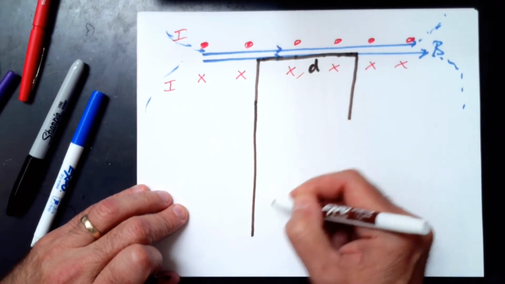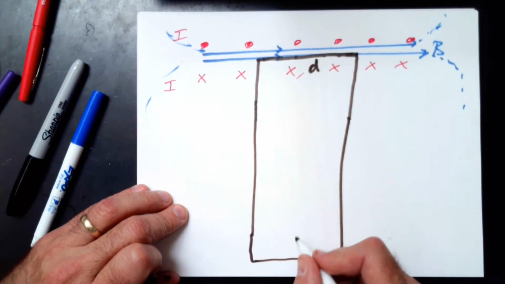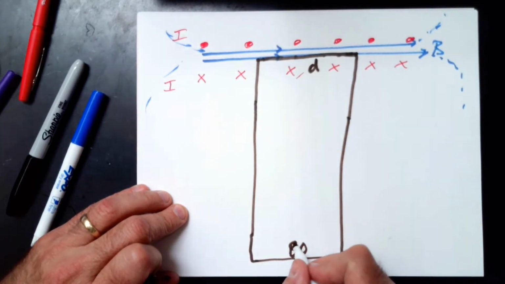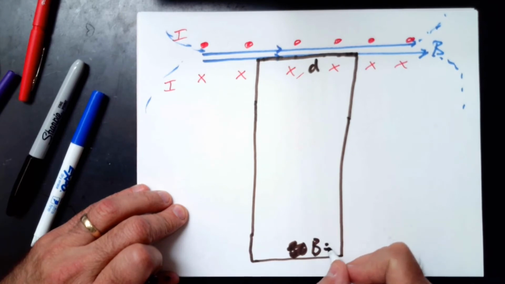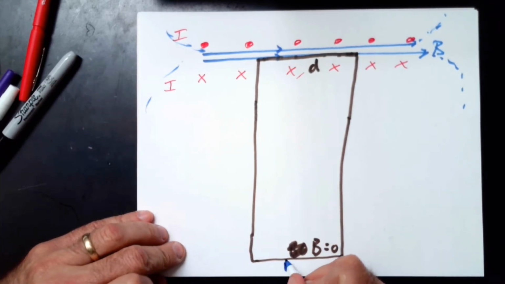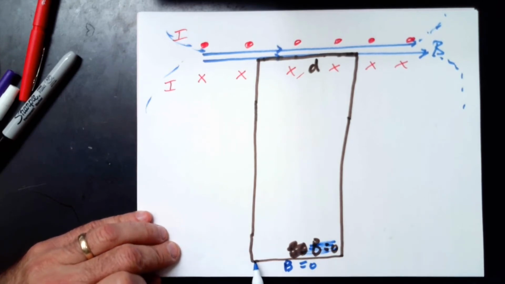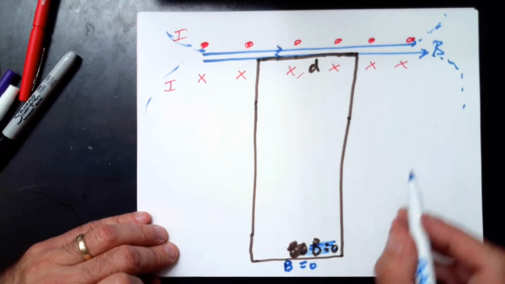Then I do something really interesting, really cool. I make this loop really, really long. I can go miles and miles away, so essentially B is 0 out here. B equals 0. So far away we can't measure it. So there will be no integration to do here. B times this side is 0. We're so far away.